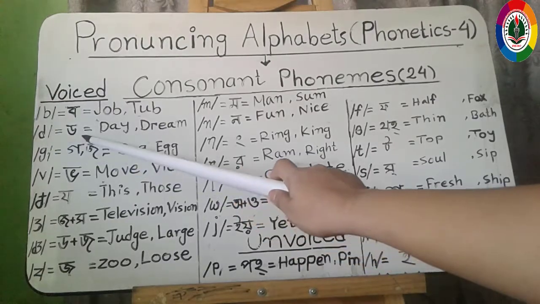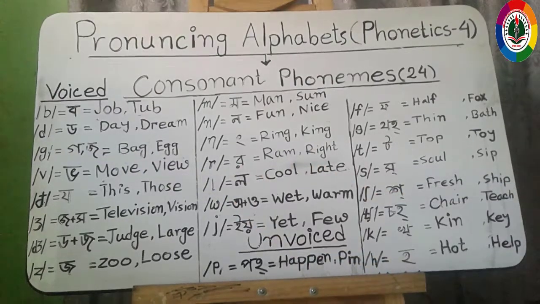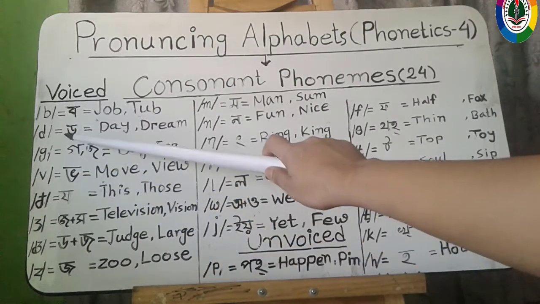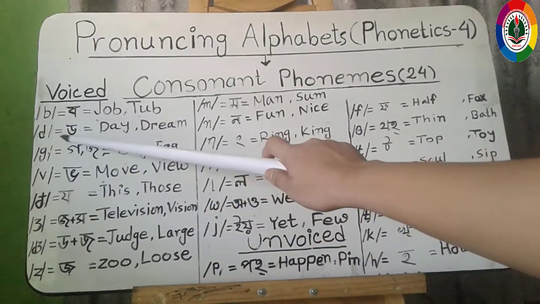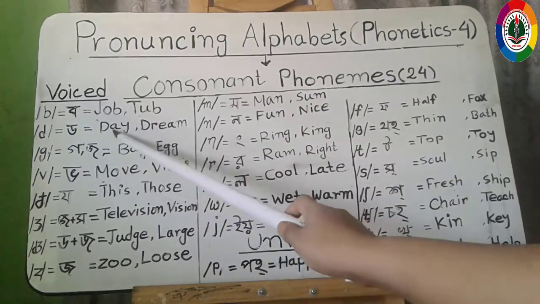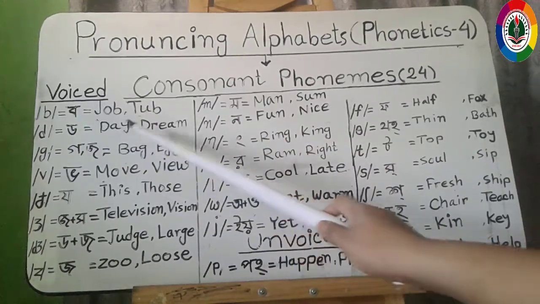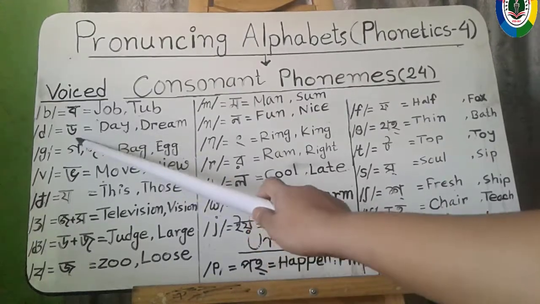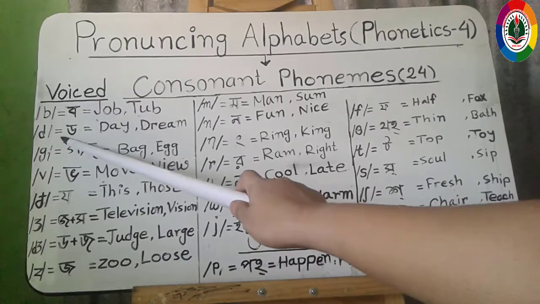Now move to this sign. This sign is for the phoneme sound d. The examples are like day, dream. While we utter day and dream, we find the presence of the phoneme d.